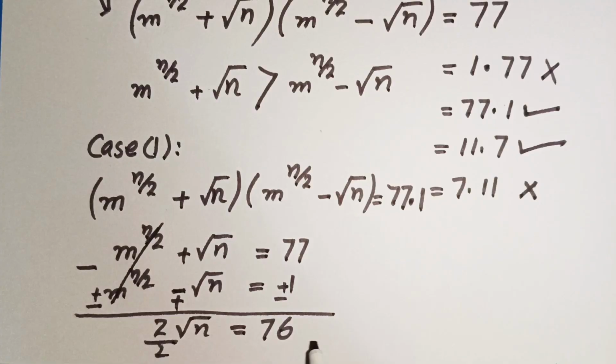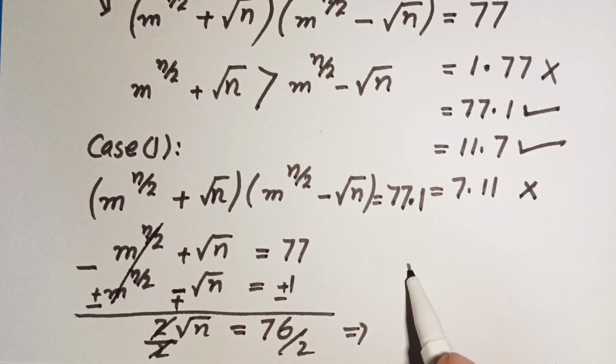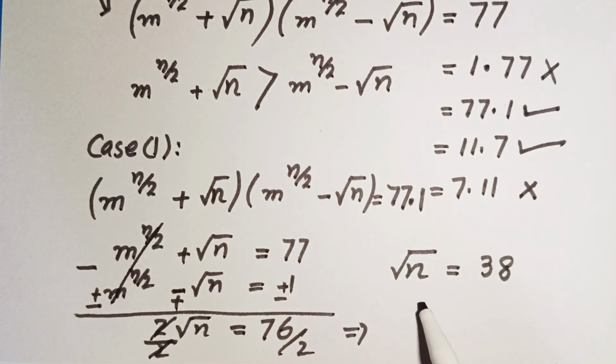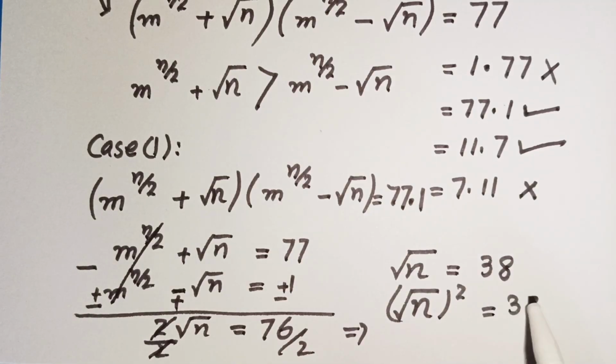Now if we divide both sides by 2, then this 2 is cancelled out, so we get square root of n is equal to 76 divided by 2, we will get 38. So now if we take the square on both sides, it will be square root of n whole squared is equal to 38 squared. So n is cancelled out with the square root, and this square is cancelled out with the square root, so n is equal to 38 squared, which will be 1444.